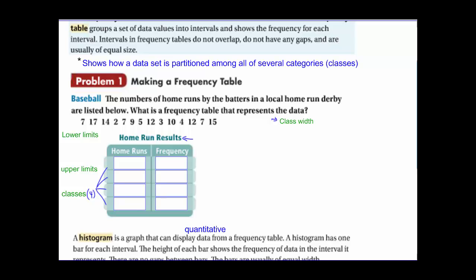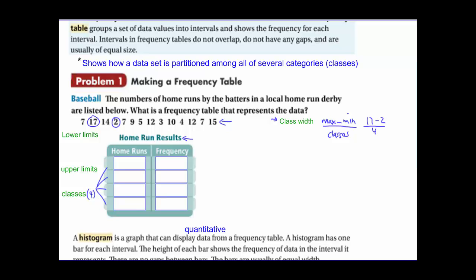So the first thing we're going to do is take our data, our home runs, and find the class width. In order to get the class width, we take our maximum value minus our minimum value and then divide by the number of classes that we're interested in. In this case, our maximum value is 17, and our minimum value is 2. So we're going to go 17 minus 2, and for this frequency table there are 4 classes given to us.